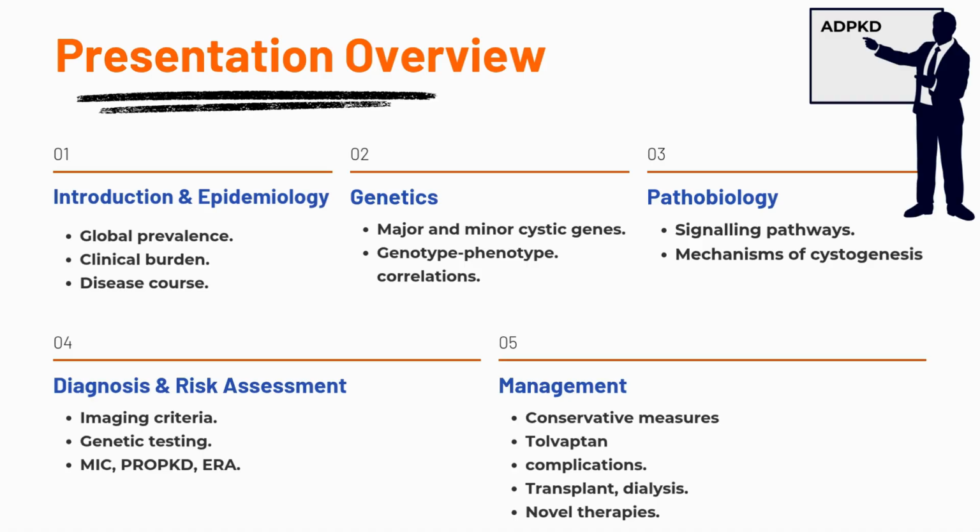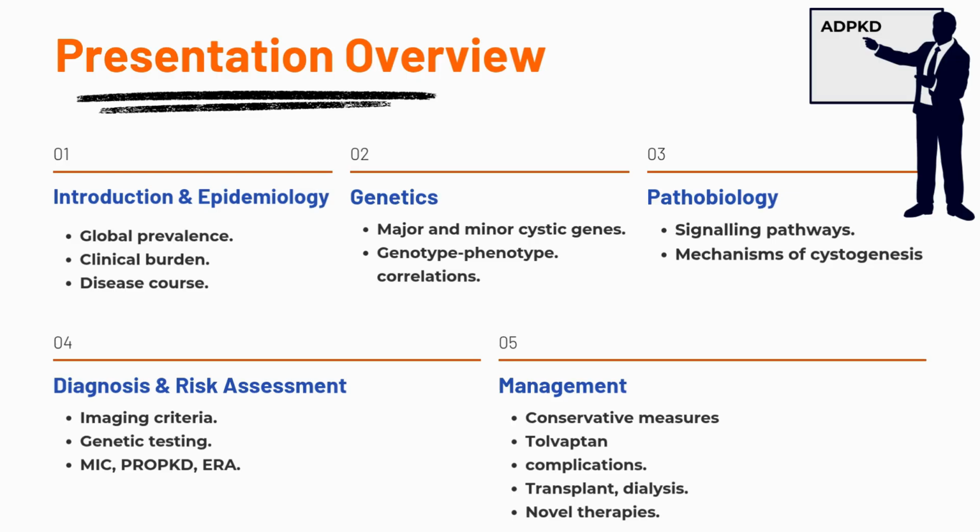Next, we focus on diagnosis and risk stratification. We'll go over imaging criteria, when and how to use ultrasound, CT, or MRI. We will discuss the role of genetic testing and when it actually adds value. And importantly, we will cover prognostic tools like the Mayo imaging classification, the PROPKD score, and other risk models.